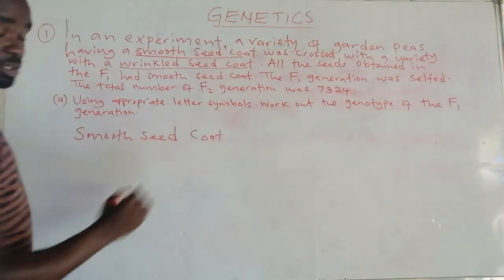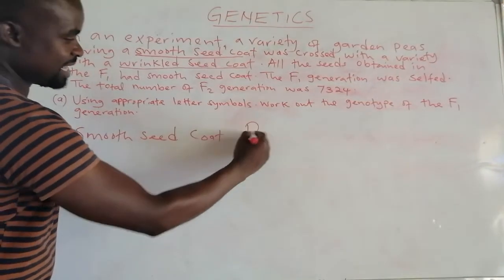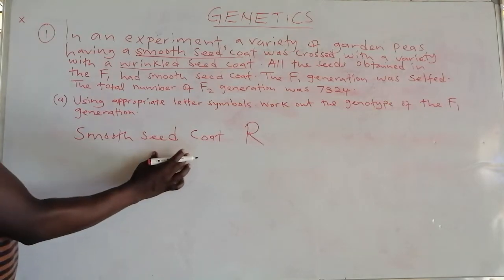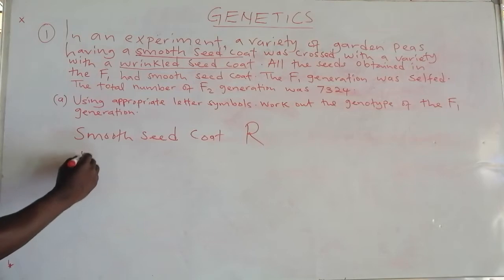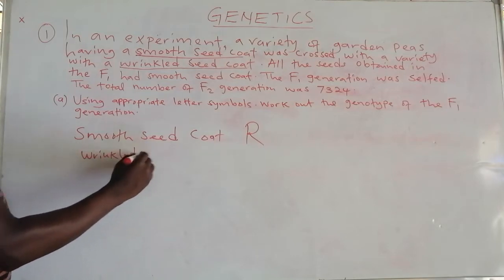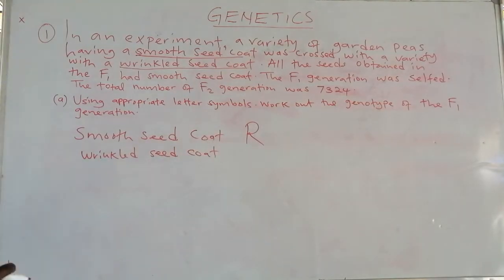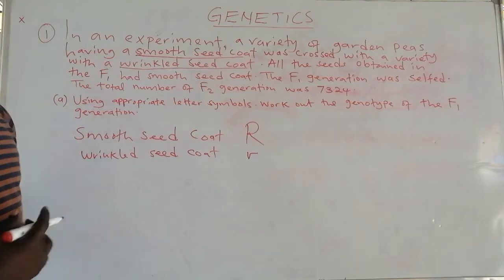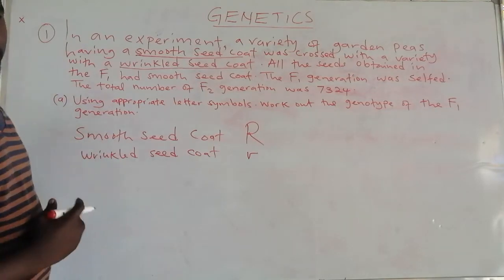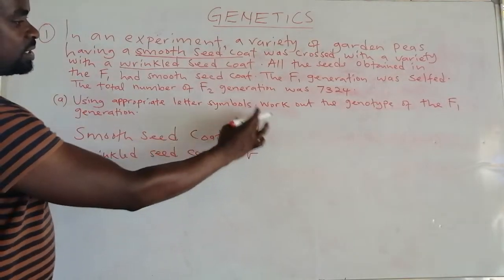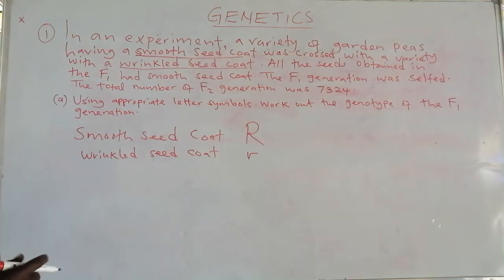Now, when we have complete dominance, smooth seed coat being dominant will have letter R, capital. Why do we use capital R? Because it is a dominant gene. Then we have wrinkled seed coat. So the wrinkled seed coat will have a recessive gene, which will be represented by small r. So the small r represents the recessive gene, while capital R represents the dominant gene. So smooth seed coat is dominant over the wrinkled seed coat.